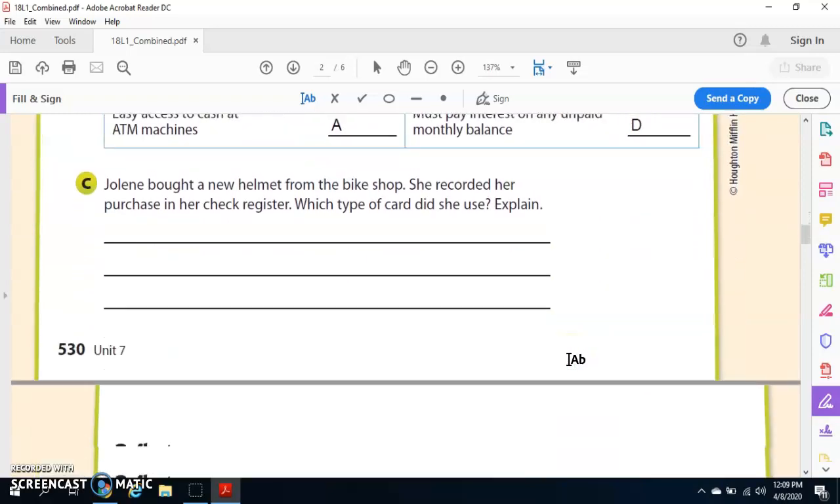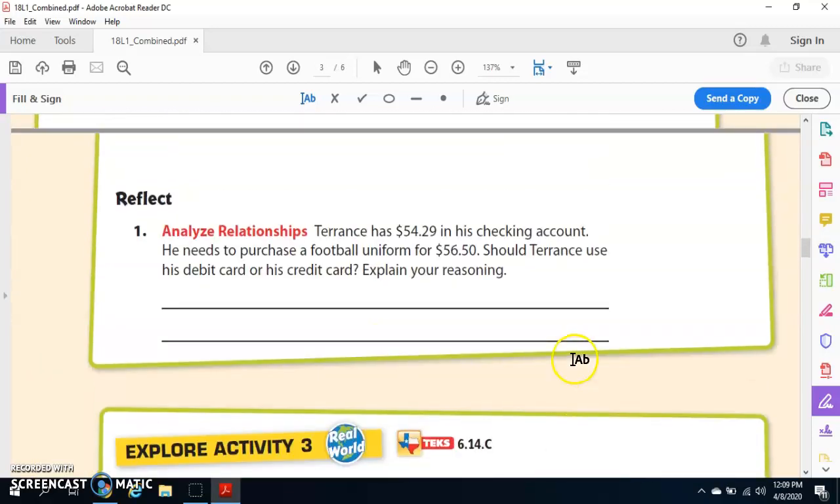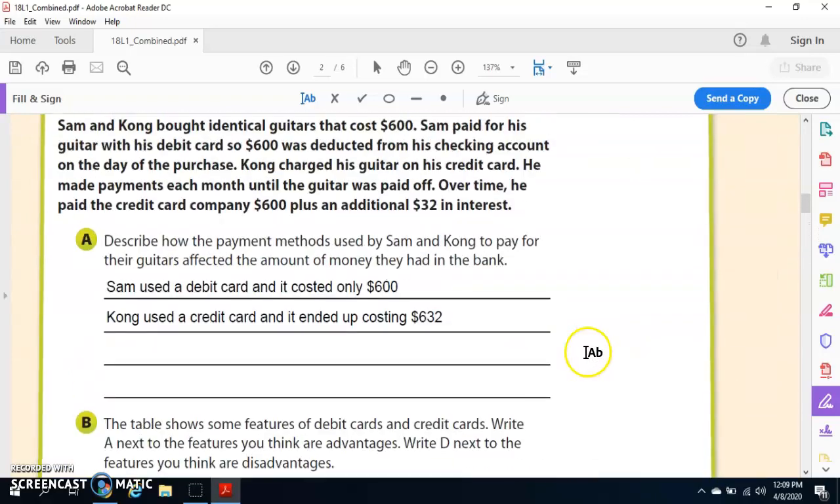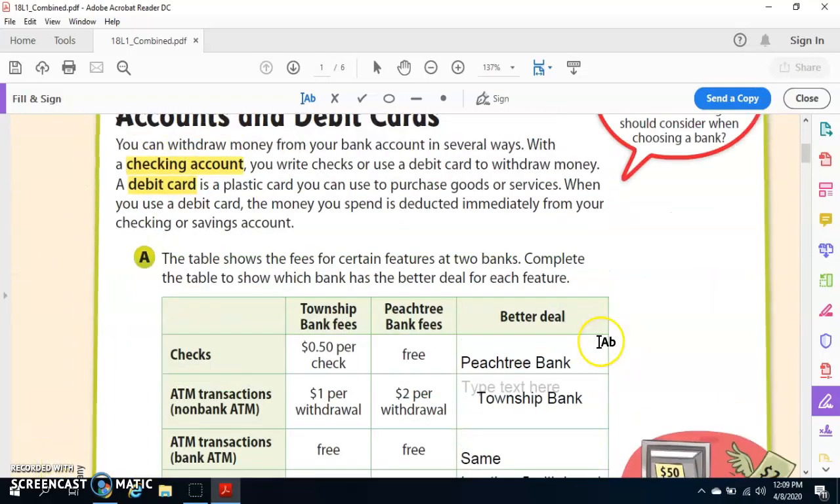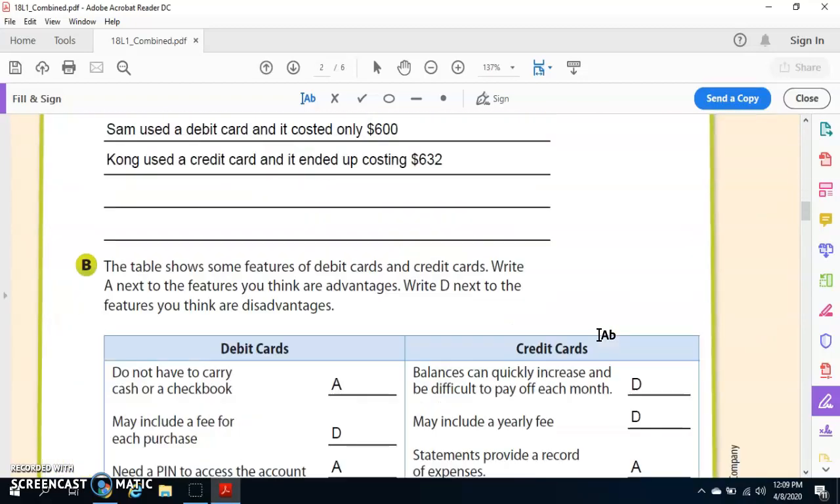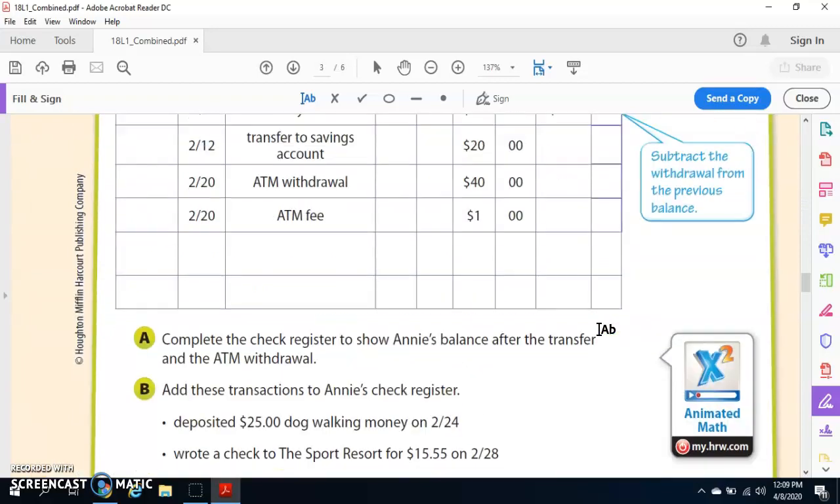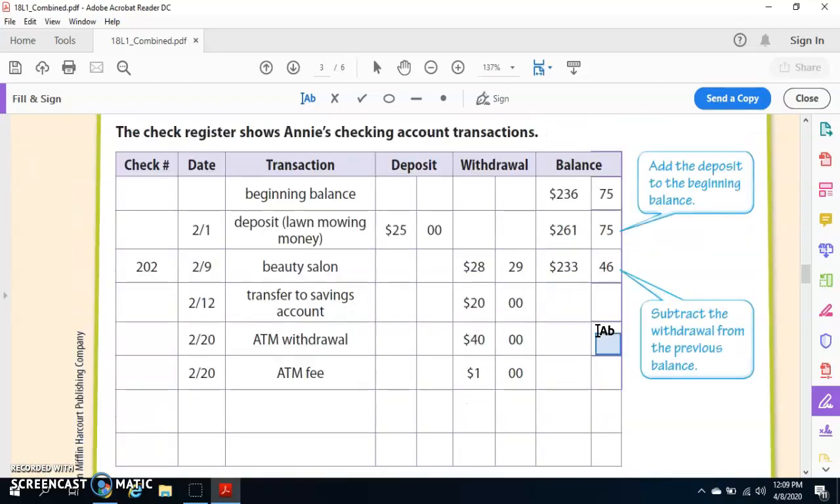All right, so we're going to go ahead and go down to, and I'm sorry, but I did not even tell you what pages we were on. The first one was on 529. The second one is on 530. Now we're going to go down to 531. Now this is one that we're going to want you to turn in.